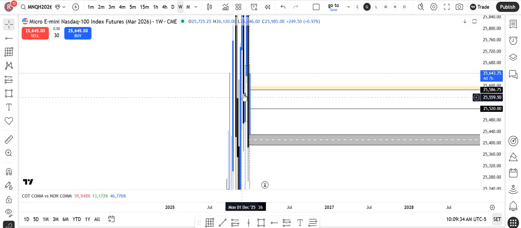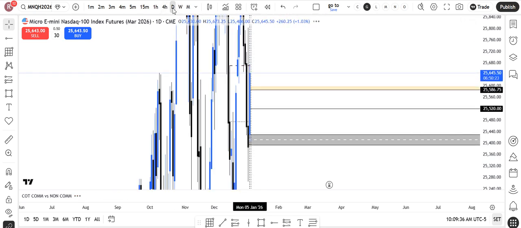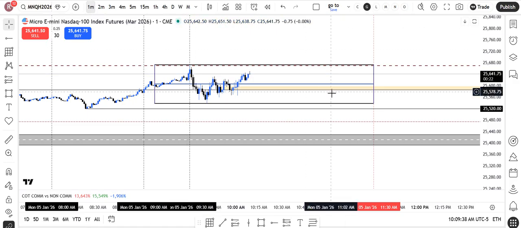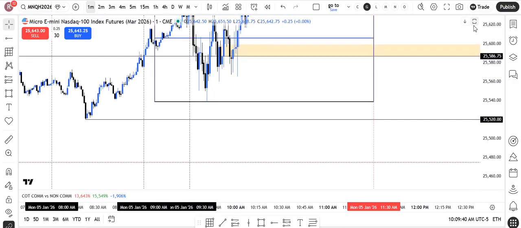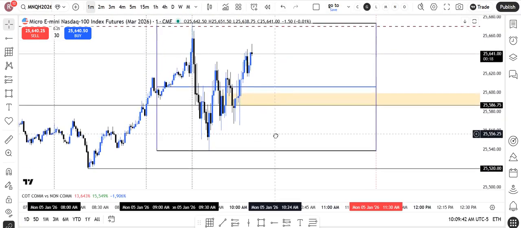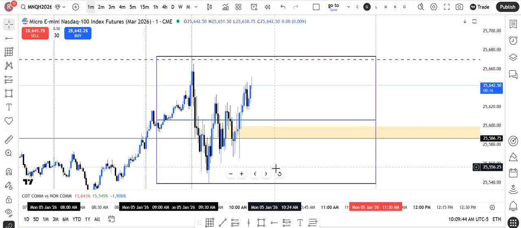Especially when the higher time frame is showing me that this thing doesn't want it. Well, it shouldn't. It's too expensive, let me put it that way. It's too expensive for me to buy it. And if it's too expensive, I'm not going to buy it.